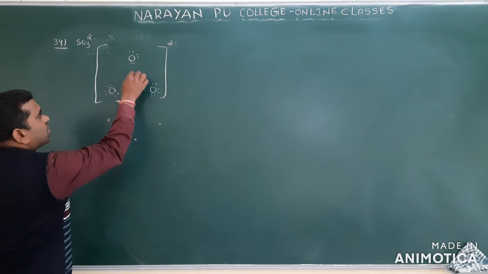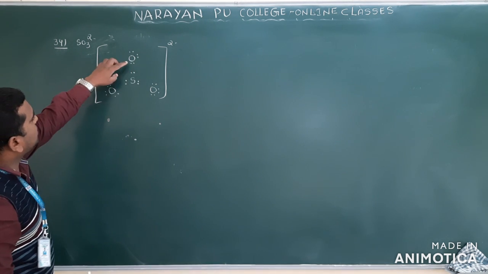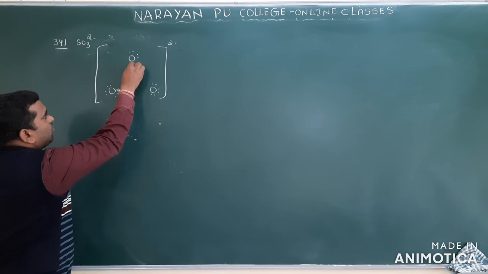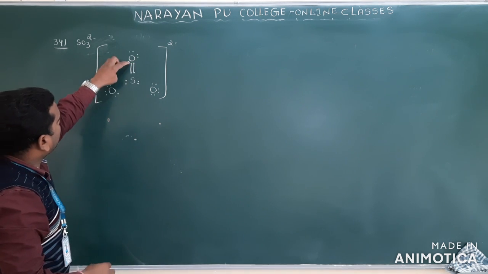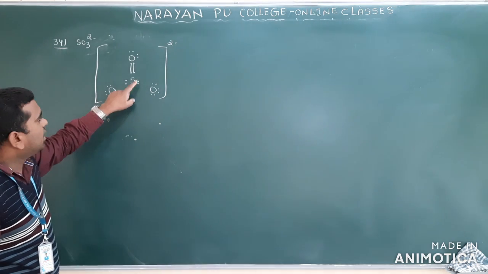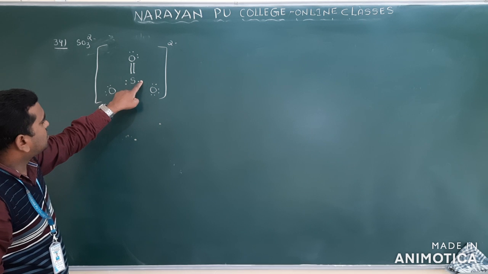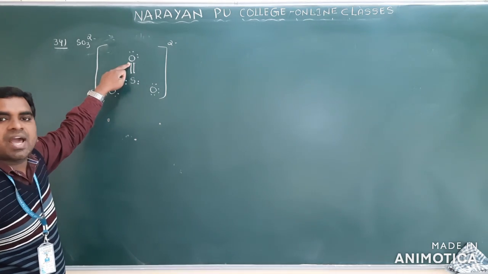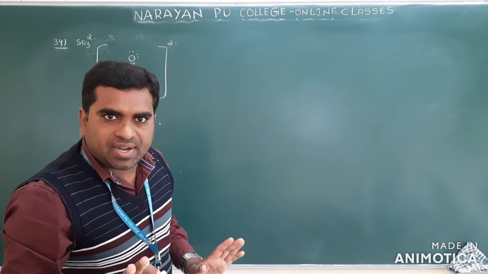Sulfur is having how many electrons here? 6. It will use oxygen giving 2 electrons and sulfur 2 electrons. Then what will happen here? 2 bonds will form, so now these 2 electrons also belong to sulfur. Sulfur is having now how many electrons? 8 electrons. 2, 4, 4 plus 2, 6, 6 plus 2, 8. So sulfur's octet is completed.